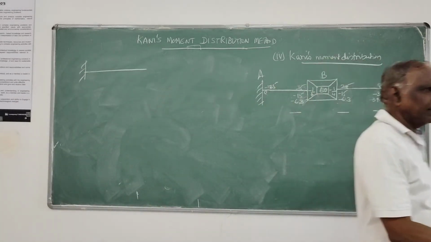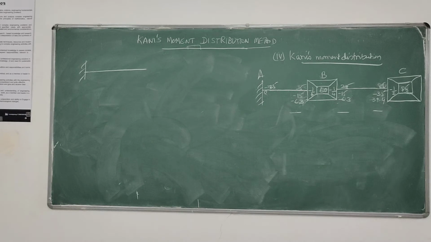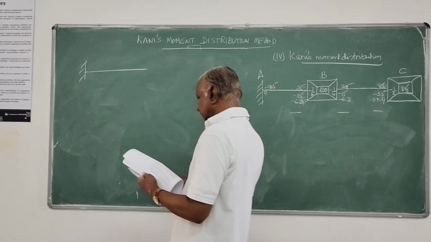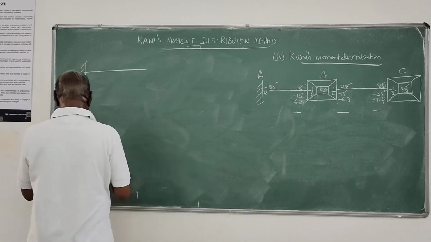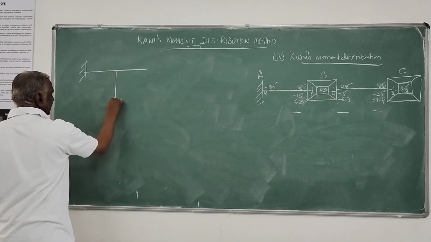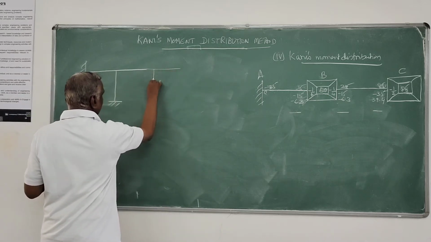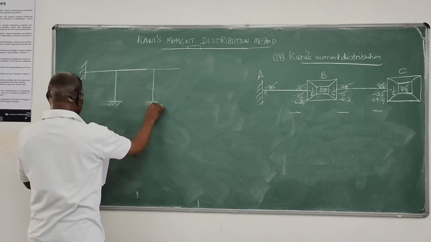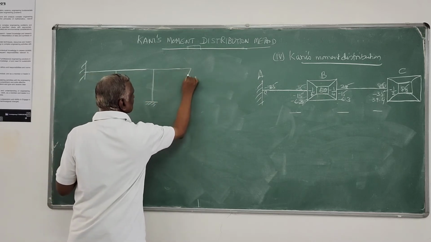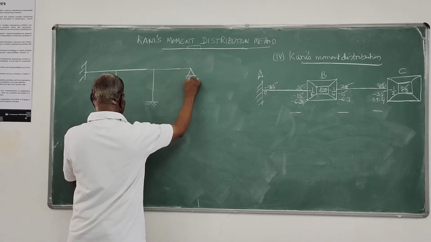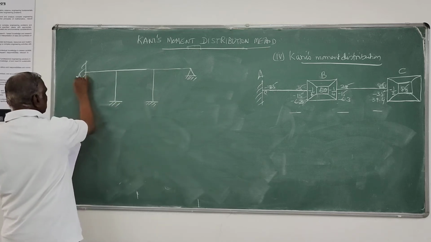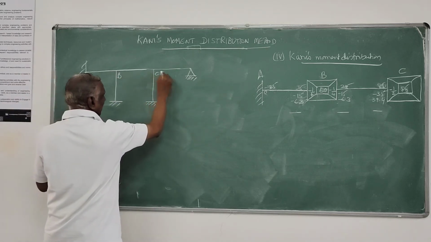We will take a ready-made example and finish off the things. Let us take a non-sway type of frame. So we will take this non-sway type of frame. Of course, it is quite a big problem only. Anyway, it doesn't take much time.